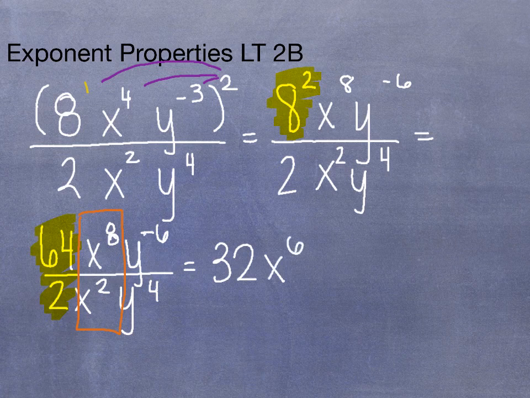Now I move over to my y's. Same thing, it's division, my bases are the same, so I am subtracting. -6 minus 4, which is going to be y to the -10.